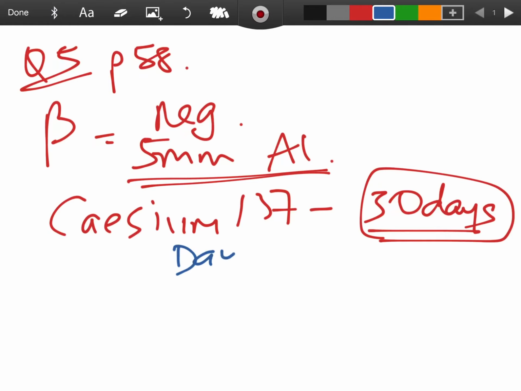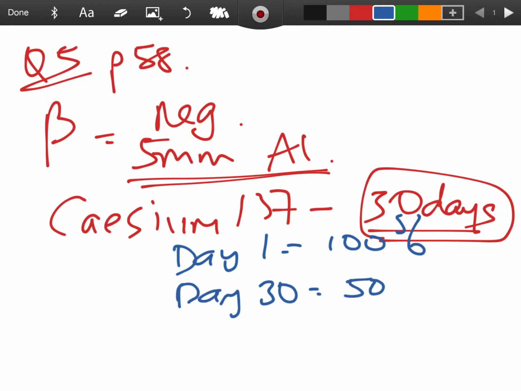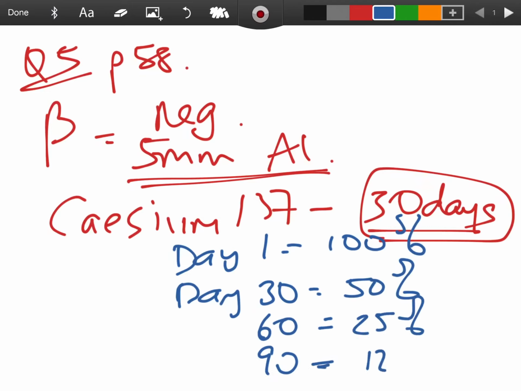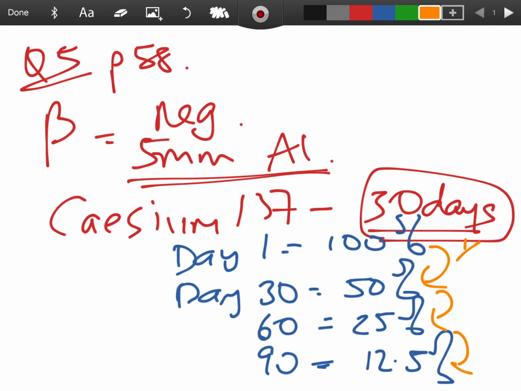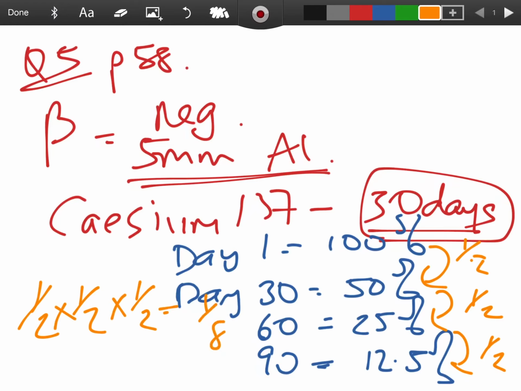So if you take day 1, you've got 100% of your sample. Day 30, you've got 50% of your sample. Day 60, you've got 25% of your sample, 12.5 and so on. So every 30 days, half of the sample decays. So what fraction is left at the end of the 90 days? Well, 2 by 2 is 4, and 2 is 8. An eighth is your answer. So half goes every 30 days.